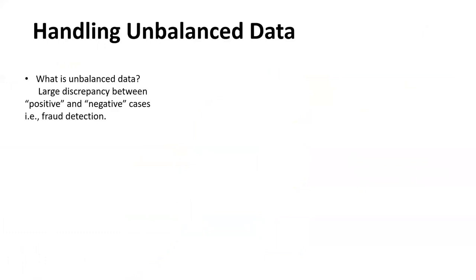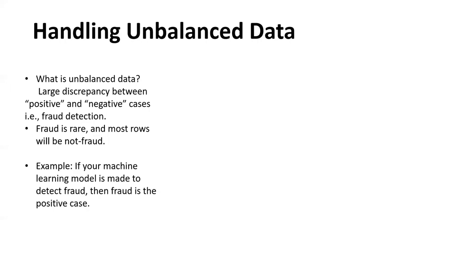Next, let's look at handling unbalanced data. What is unbalanced data? It is a large discrepancy between positive and negative cases, like fraud detection. Fraud is rare, and most rows are not fraud. For example, if your machine learning model is made to detect fraud, then the fraud becomes your positive case.